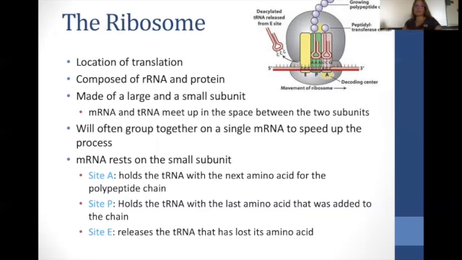On the ribosome, site A, which is this first site right here, holds the tRNA with the next amino acid for the polypeptide chain. Site P, which is the next site over, holds the tRNA with the last amino acid that was added to the chain. And then site E releases the tRNA that has lost the amino acid.